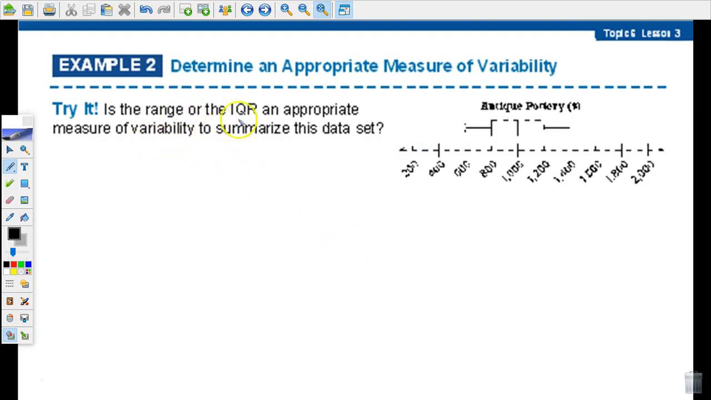Is the range or the IQR an appropriate measure of variability to summarize this data set? I know you can't see that well. This is 200, 400, 600, 800, 1000, 1200, 1400, 1600, 1800, and 2000. So the greatest value is at 1400, and the least value is at 600. Okay? And then that's at 1200, that's at 800, this is at 1000. So go ahead, figure it out. We're going to do range and IQR.